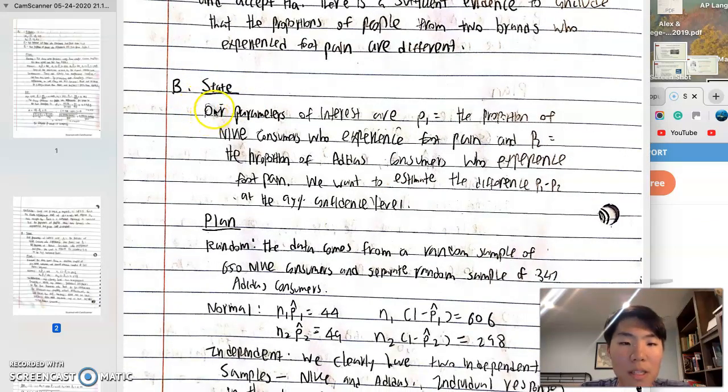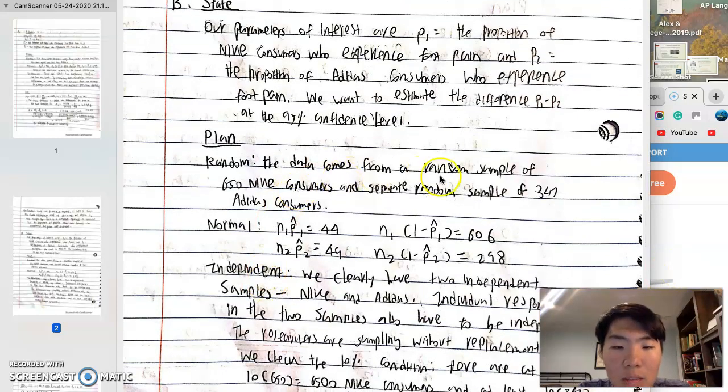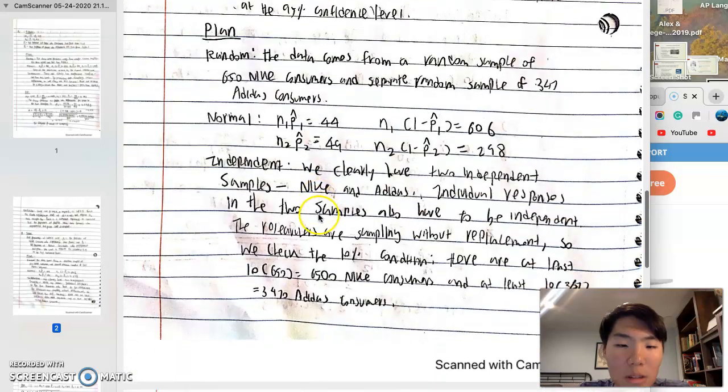And B, state: our parameters of interest are P1 equals the proportion of Nike consumers who experience foot pain, and P2 the proportion of Adidas consumers who experience foot pain. And we want to estimate the difference P1 minus P2 at the 95% confidence level. The data comes from a random sample of 650 Nike consumers and a separate random sample of 347 Adidas consumers.